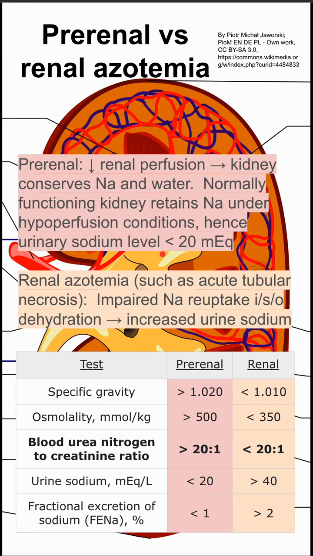On the other hand, renal azotemia is damage to the tubules themselves, like an acute tubular necrosis. In this case, you'll have impaired sodium reuptake in the setting of dehydration. So even though the body might be dehydrated, the kidney is unable to reabsorb sodium, and you'll have increased urine sodium. Let's take a look at this table.